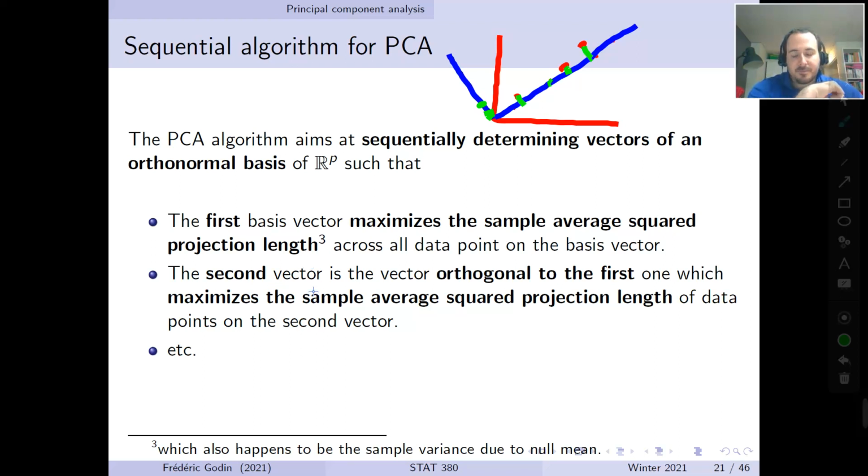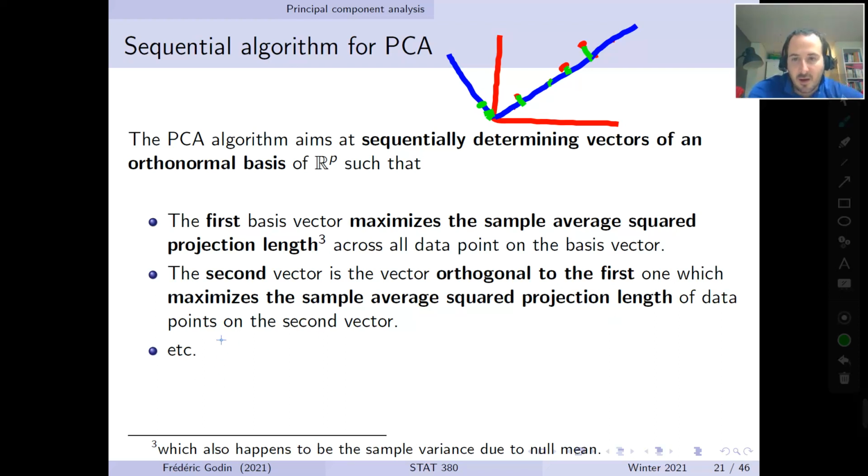The second vector, we'll find a vector which is orthogonal to the first and which also maximizes the sample average of squared projection length of data points on the second vector. Basically, we're going to solve the exact same problem of squared projection length maximization, but we impose the constraint that it must be orthogonal to the first one. In this way, if at each step we impose orthogonality with all previous vectors, at the end we're going to have an orthogonal basis. And we continue like this.